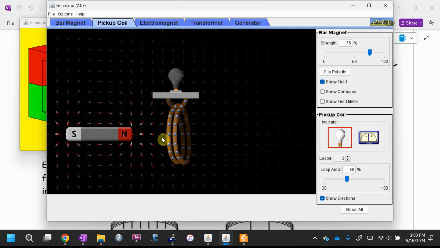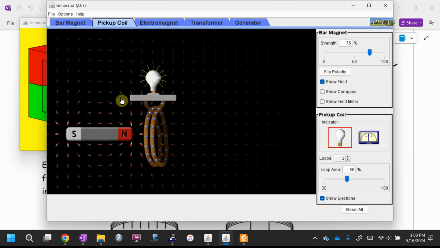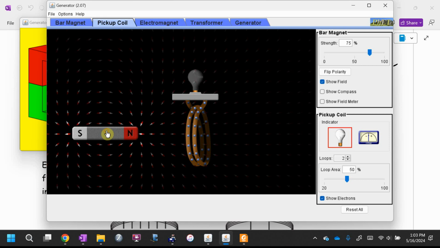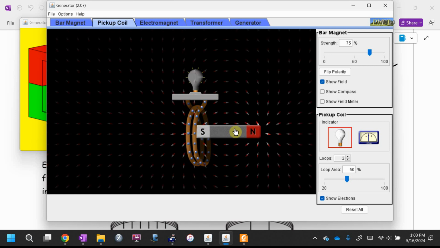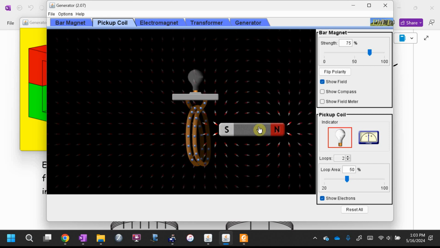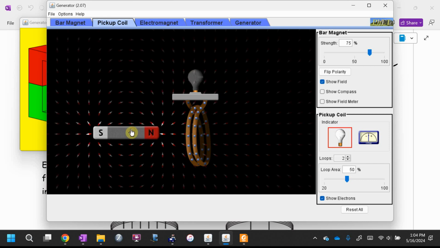So here I have a coil of wires. Is there anything happening right now? Do you see any current moving right now? No, because the flux isn't changing. How can I change the flux? I can move this closer or further from the magnet, or I can move the magnet closer in and further in, and you'll see while the flux is changing, the light lights up.